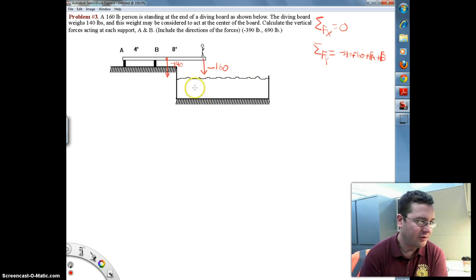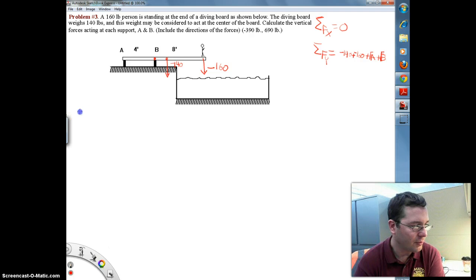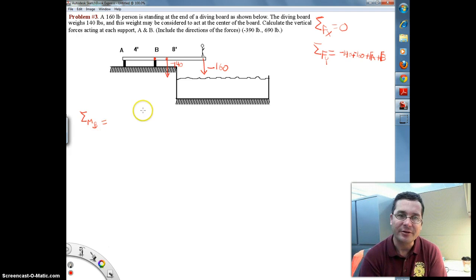Now, that doesn't get you anywhere. What you have to do is use the sum of the moments. And this is where we're going to change the approach to this problem this time compared to the way that you solved it last time. For this approach, I'm going to use the sum of the moments about point B. So we're just simply moving the pivot point, and that's allowable under statics principles because you end up with the same result.